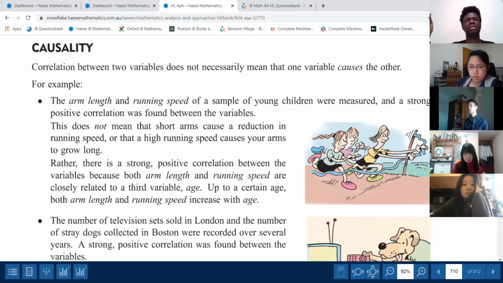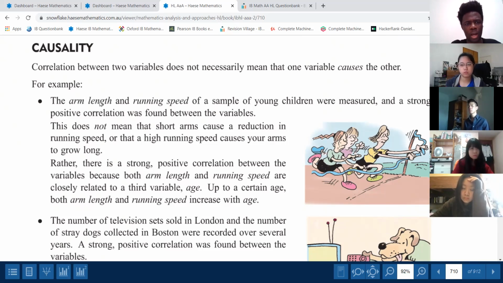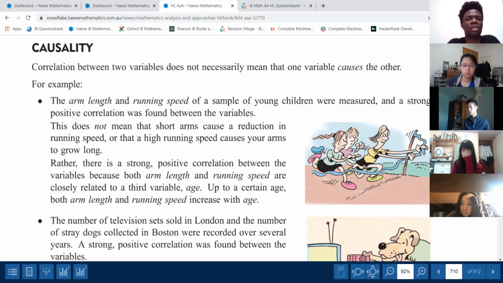Or does it mean that the faster you can run, then your hand will become longer if you can run faster? Do you understand what I mean? Again, does it mean that if you make sure you grow your hand to be longer, then you'll be able to run faster? Or does it mean that if you're able to run faster, maybe you go to the gym every day, you increase your speed, and subsequently you are also able to increase the length of your arm? Even though there's a positive correlation between them, we can't conclude this.